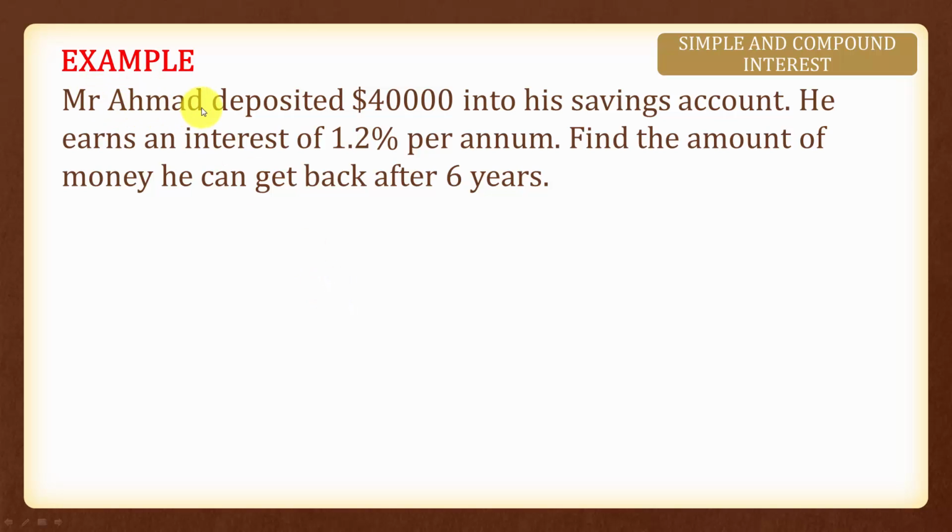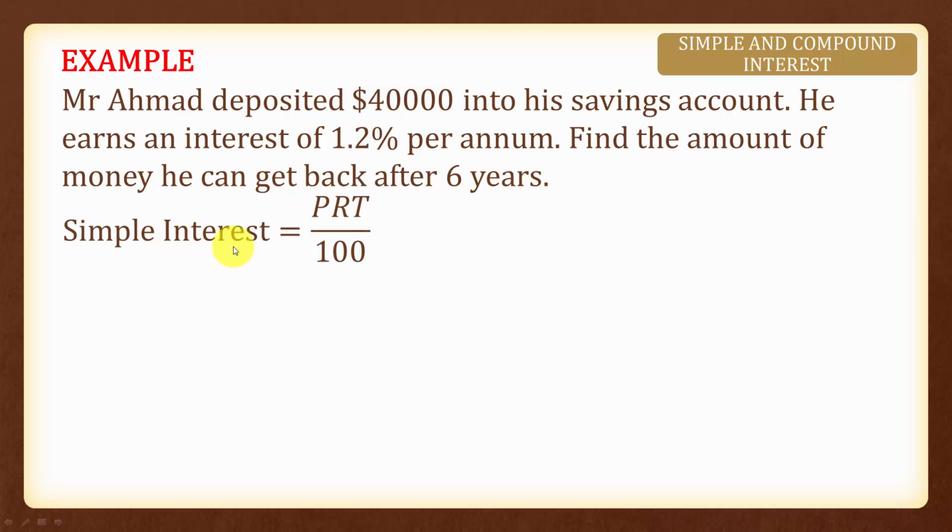In this example, Mr. Ahmad deposited $40,000 into his savings account. He earns an interest of 1.2% per annum. Per annum means per year. Find the amount of money he can get back after 6 years.